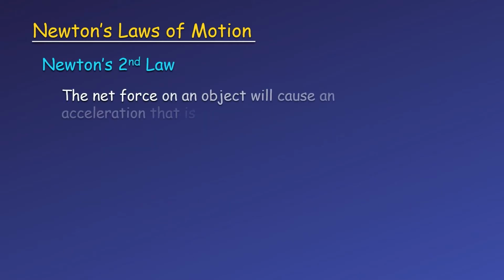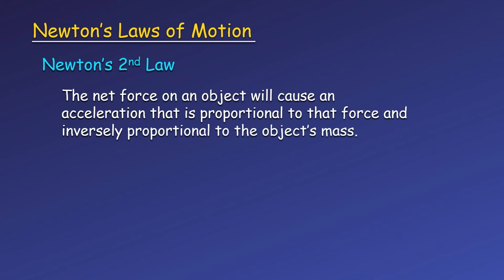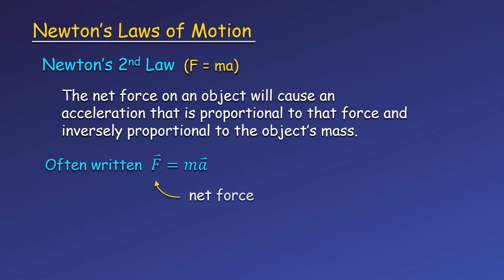Newton's second law states that the net force on an object will cause an acceleration, and that acceleration is proportional to the net force and inversely proportional to the object's mass. Written in an equation, Newton's second law is written as F equals ma. But it is important to remember that this is the net force.